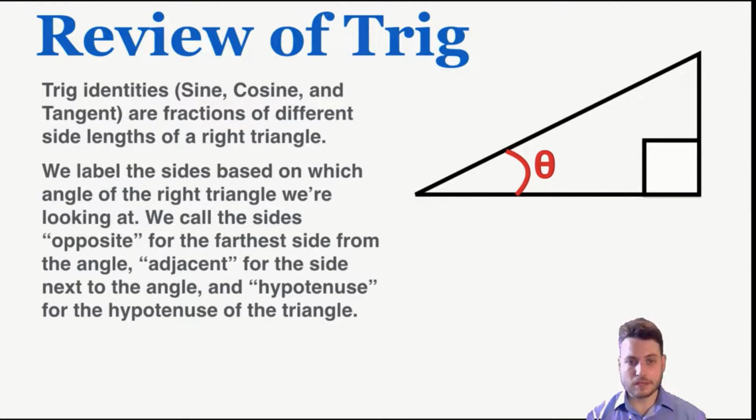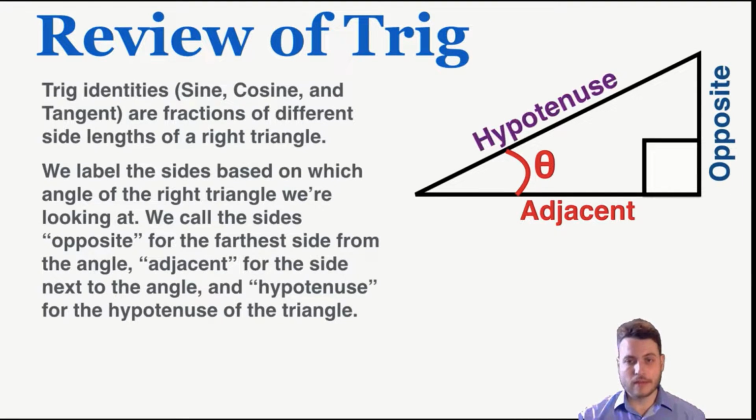We label the sides based on which angle of the right triangle we're looking at. We call the sides opposite for the farthest side from the angle, adjacent for the side next to the angle, and hypotenuse for the hypotenuse of the triangle. So on this right triangle here, this would be the opposite side. It's the farthest from the angle. This is the adjacent side. It's adjacent next to the angle, and it's not the hypotenuse. And this is the longest side, so this would be the hypotenuse.